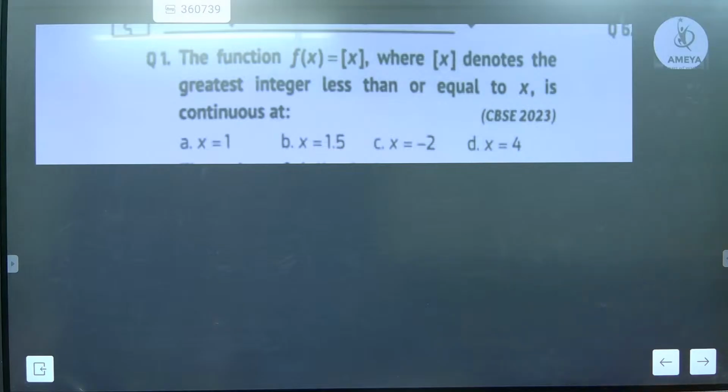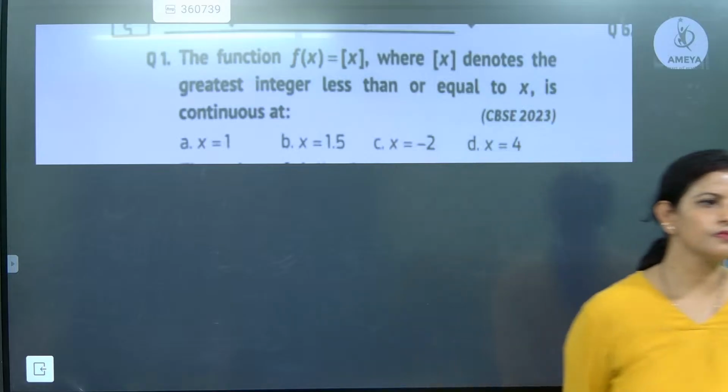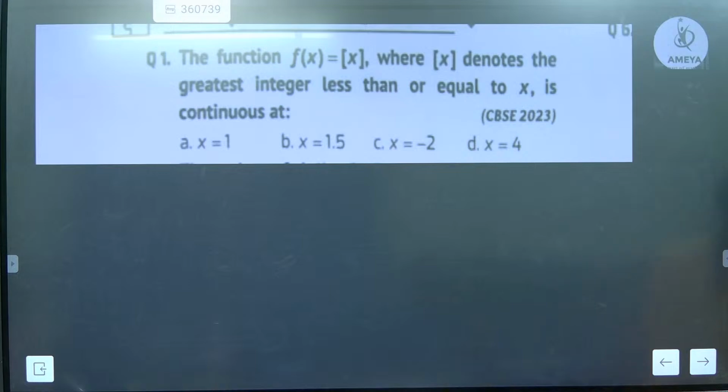The function, where this denotes the greatest integer less than or equal to x, is continuous at which point? At which point will it be continuous? At decimal points, or at absolute values?